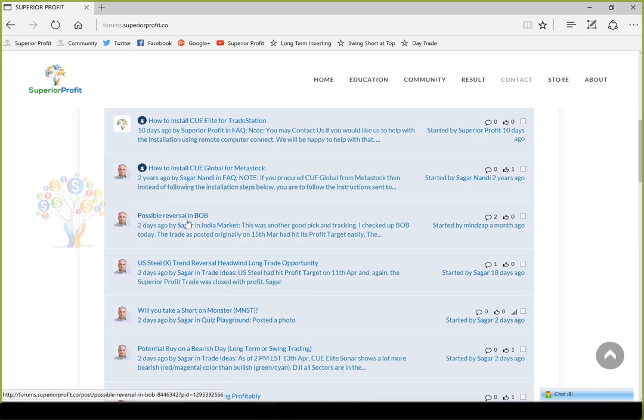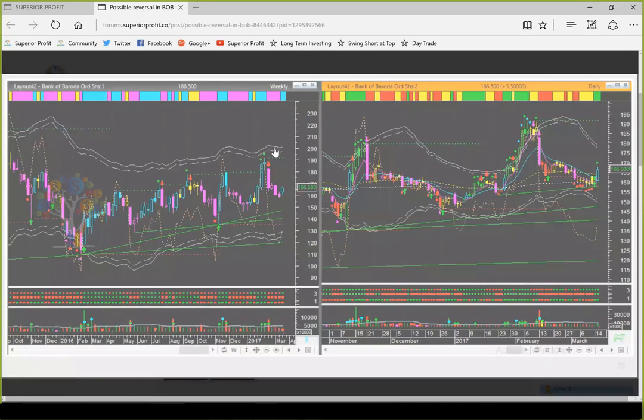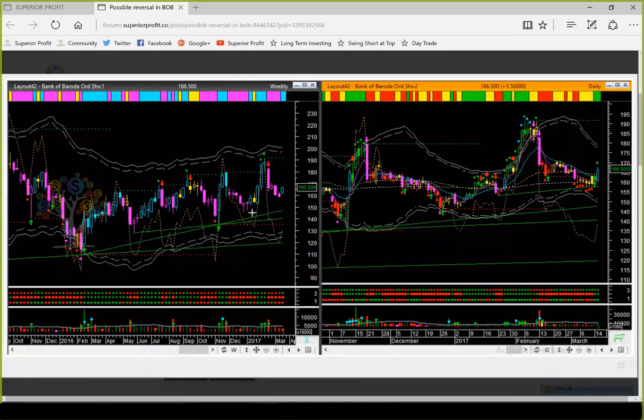I followed up on this. I think the trade was originally posted by Binoy. Let's have a look at that. Yes, on March 15, Binoy had shared this trade, and it was a very nicely analyzed trade.